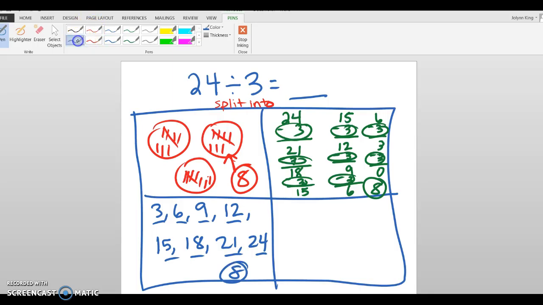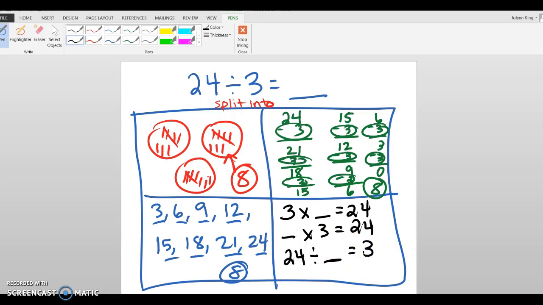Now last thing, and this is probably the most efficient way, and this is the way we want students to get to, is we want to help them understand how to connect what they know about multiplication to division, which is why it's so critical for kids to have their multiplication facts memorized. So knowing what I know about fact families, I'm going to think, okay, 3 times what equals 24? Or I can think what times 3 equals 24? Or, of course, I can think 24 divided by what would give me 3.